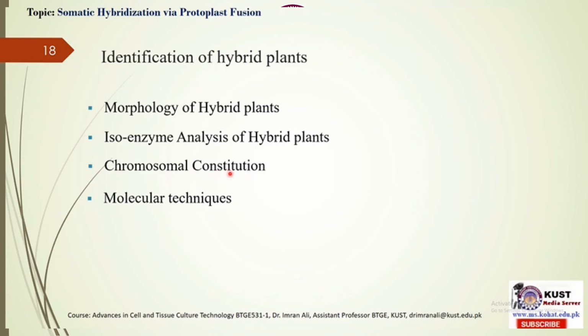The most straightforward is the chromosomal constitution method for the identification of the hybrid. Here, the number of chromosomes present in the hybrid cells can be directly counted. This provides information on the ploidy state of the cells. The somatic hybrids are expected to possess chromosomes that are equal to the total number of chromosomes originally present in the parental protoplast.